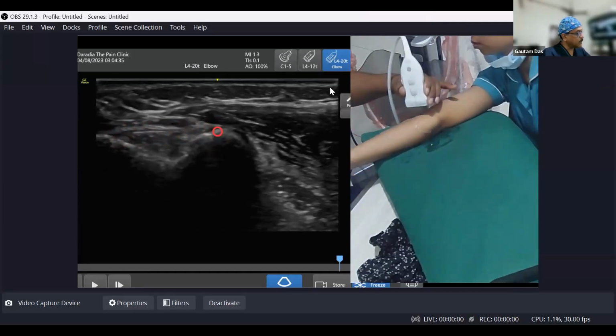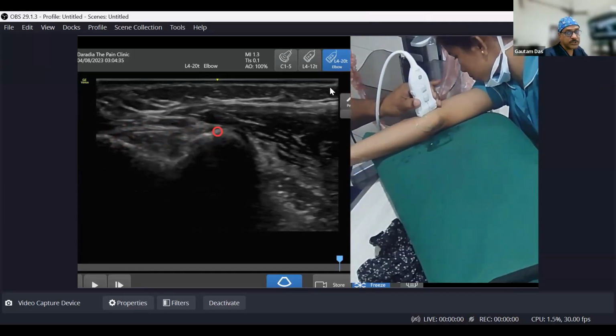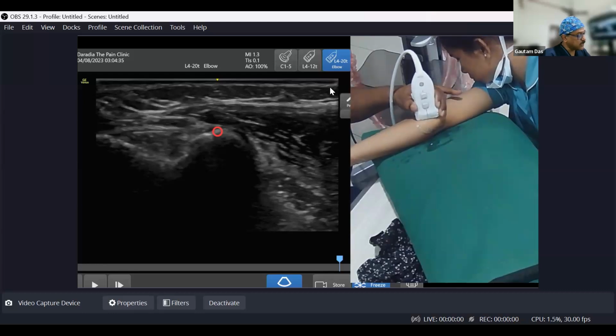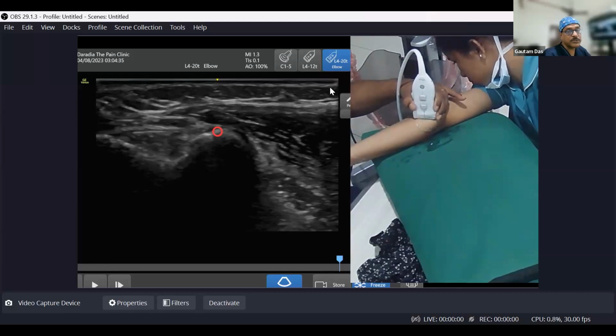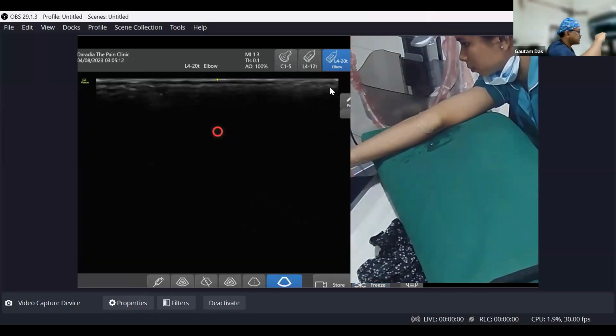So this is from the sublime tubercle to this one. You just hold the first view, you see the anterior band, and then you gradually rotate, and you will be able to see this band there. So this was the transverse band.